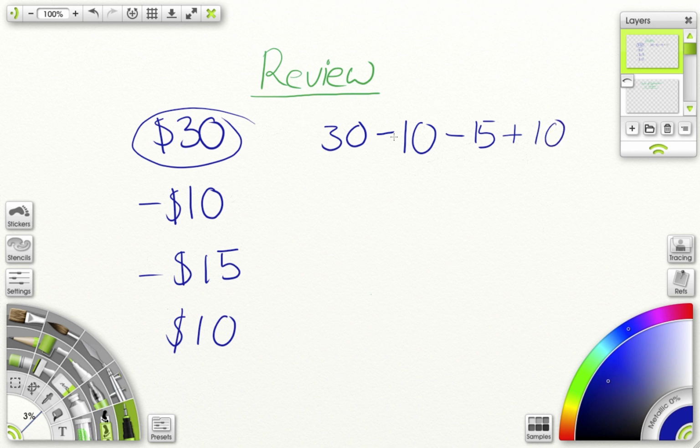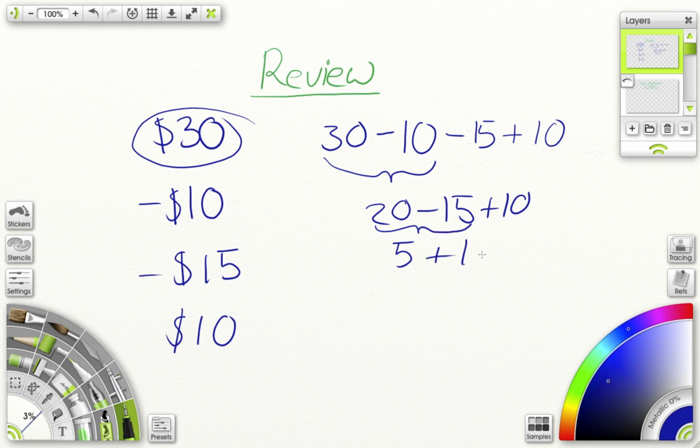None of these numbers have an integer sign in front of them, so they're all positive numbers. So this is a really simple math problem. You take $30, you minus $10, so I'm left with 20. I lose 15, and then I add $10 after. So I have $20, and I lose $15, so now I'm left with $5. And then I get $10 from my sister, so now I have $15 altogether. This is a nice problem because you're working with all positive numbers.